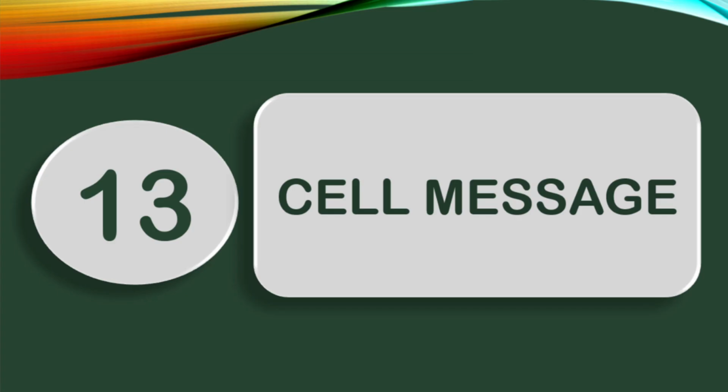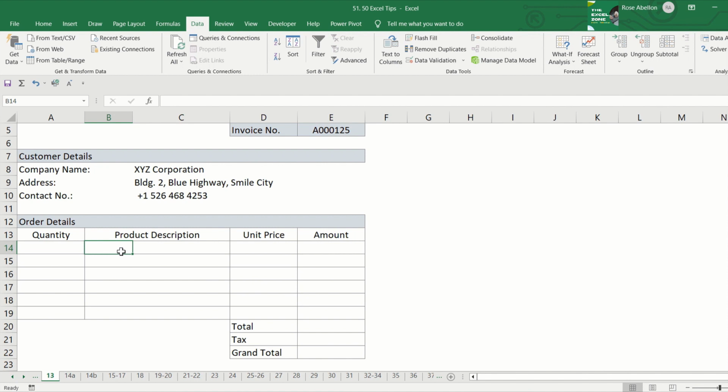Cell message. Excel has an input message function that can be used to display a message when a cell is selected. It is very helpful if you want to give the user instructions when he or she chooses the cell. An example is when you're showing directions for filling out forms or entering data.